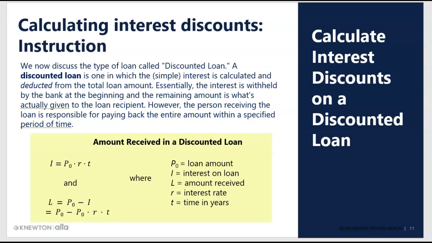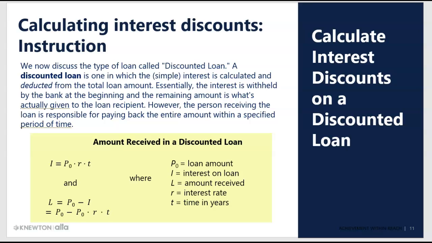Now, this is something you may not be familiar with. It's a discounted loan. And a discounted loan is one in which the interest is calculated and deducted from the loan amount or paid up front sometimes. Essentially, the interest is withheld by the bank at the beginning, and the remaining amount is what's actually given to the loan recipient. But you pay back the original amount.